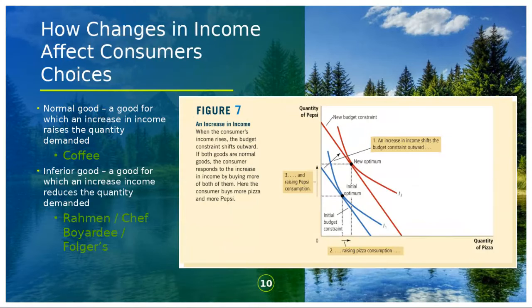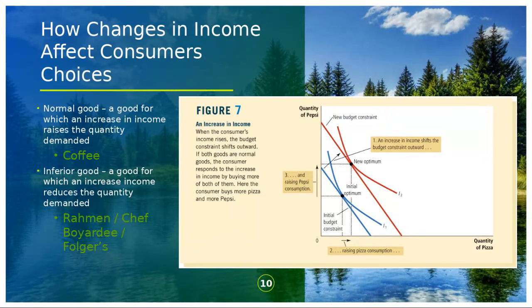So, how do changes in income affect consumer choices? Well, let's go back to visit some goods that we've talked about before in our elasticity chapter. You might remember the normal good, and that was a good for which an increase in income simply raised the quantity demanded. Good coffee is an example of this. If you have a higher income, you want to consume better coffee. In contrast, another example is an inferior good, and that is a good for which an increase in income reduces the quantity demanded. So think about Instant Ramen, Chef Boyardee, Folgers. These are things that at higher income levels, people typically choose to not purchase as much of.